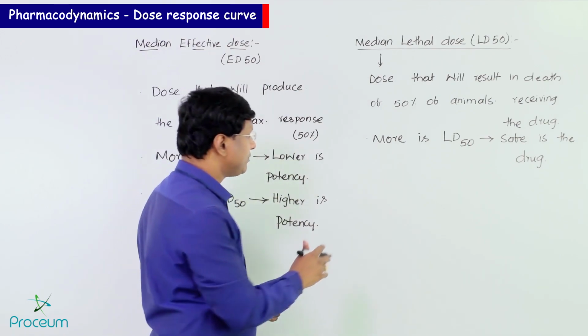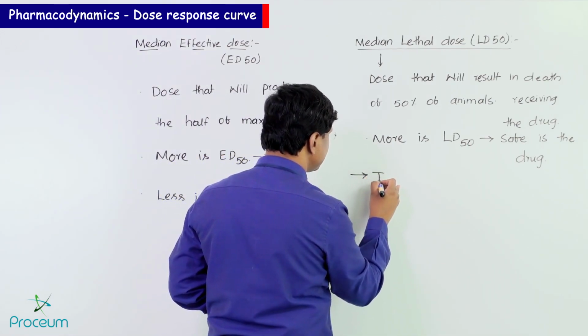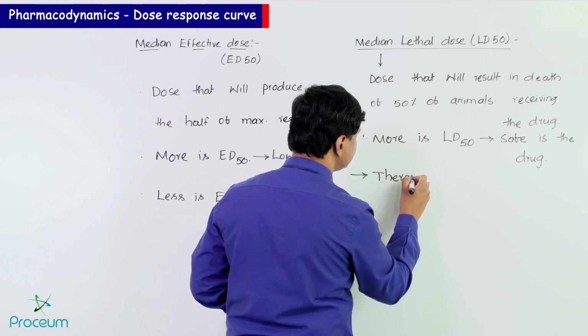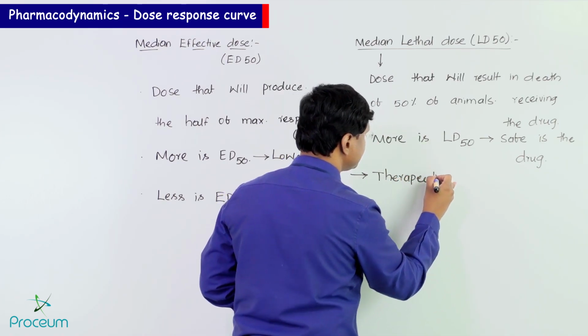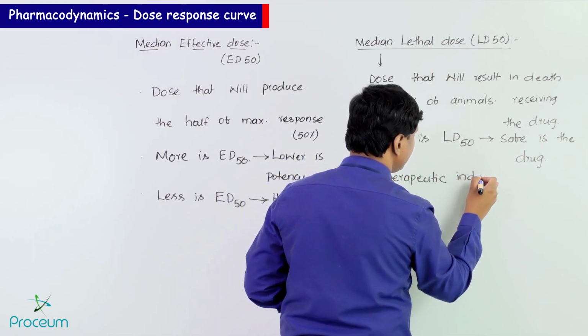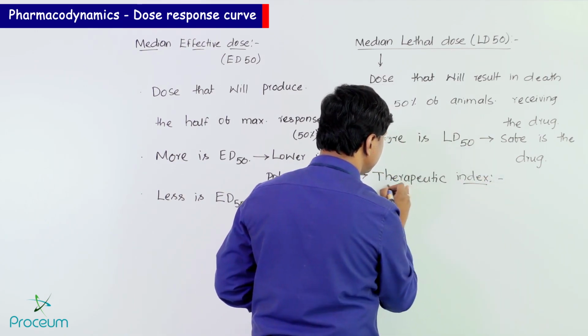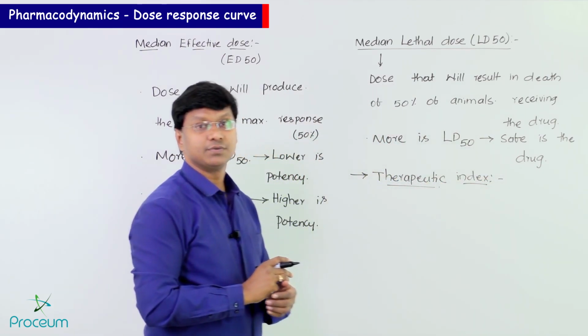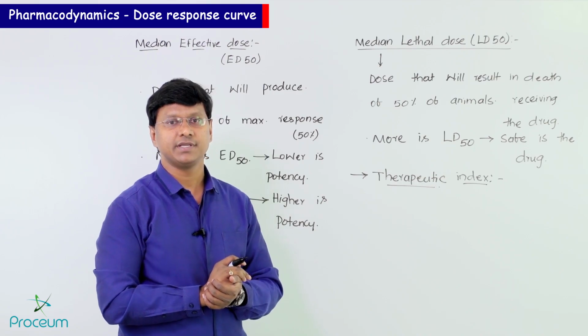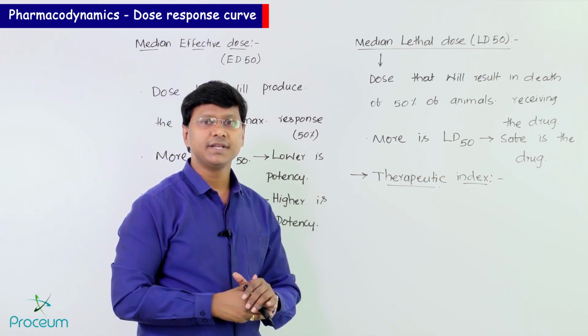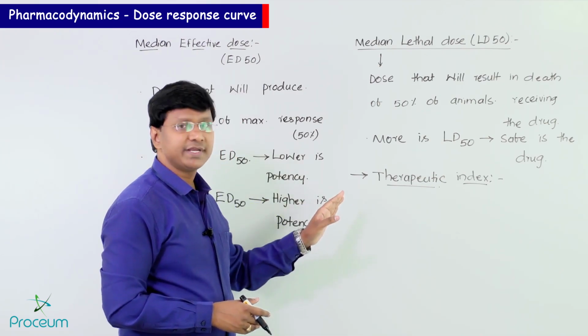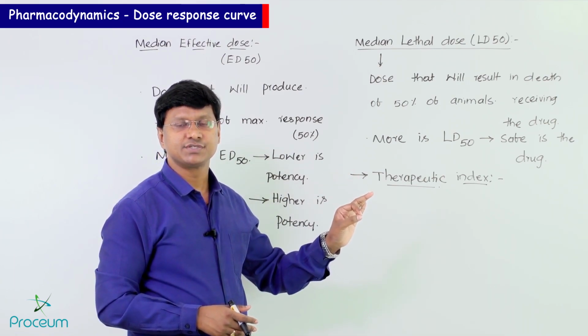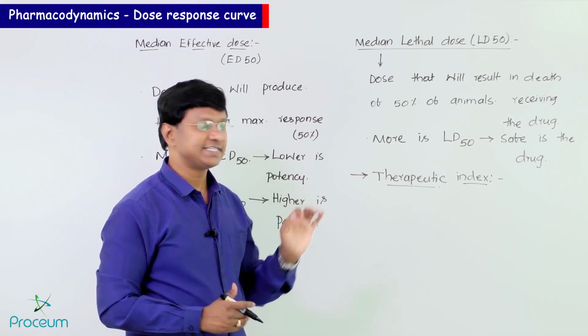Next, we have one more concept which is called the therapeutic index. Now what do you mean by this word therapeutic index? Remember, therapeutic index is a measure of the safety of a drug.